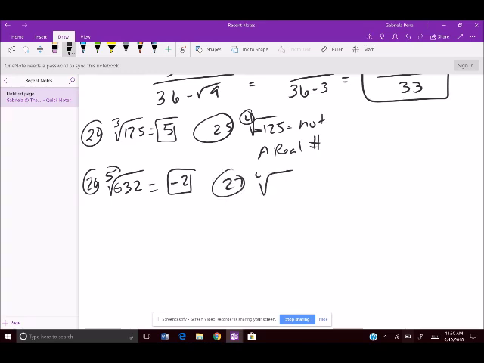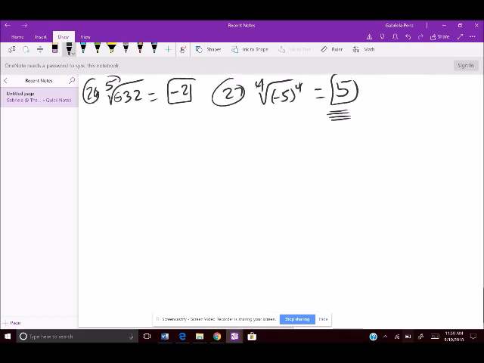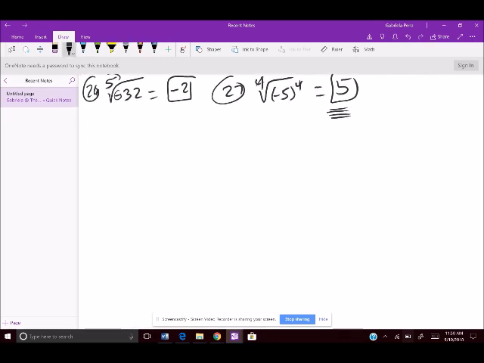27, can we take the fourth root of a negative 5 to the fourth power? Yes. What is the answer? Positive 5. A positive 5 is correct. When it's even, it becomes a positive, so this is why it's a positive, and these guys go bye-bye. So are we okay with those? Yes? Yes, ma'am. Okay, so for problem 28, let's just go over numbers cubed.